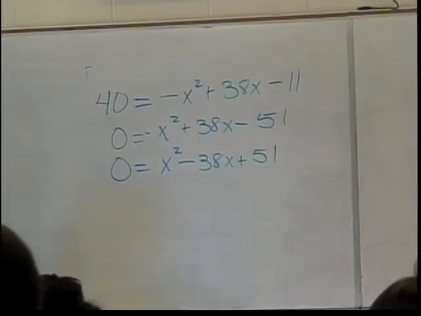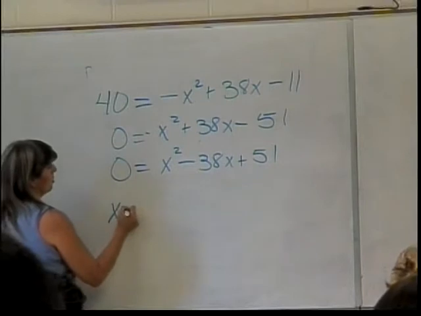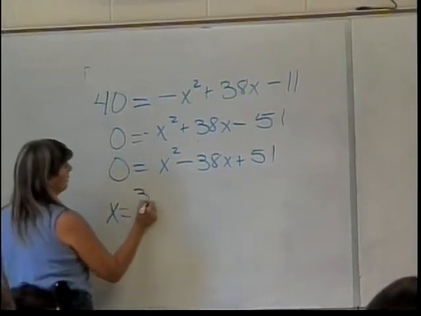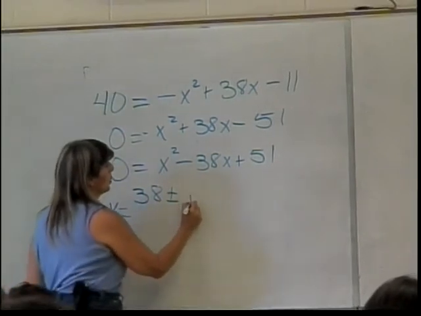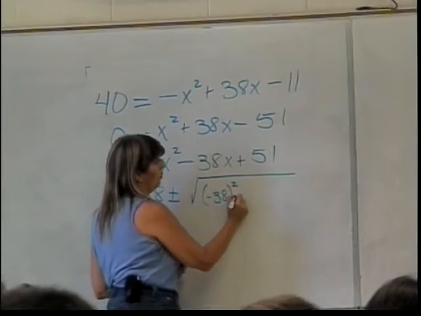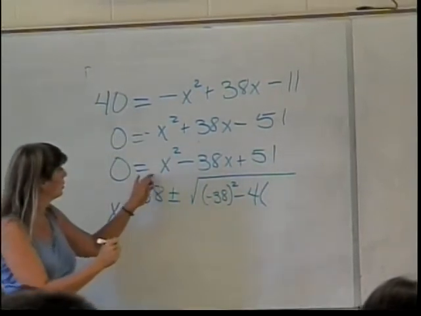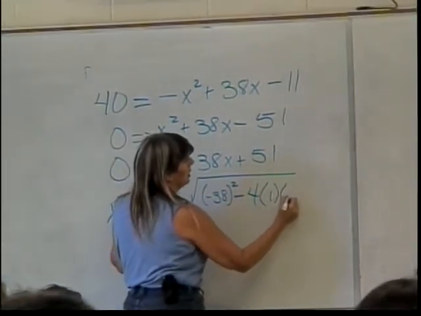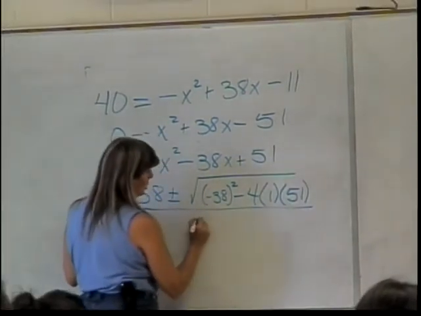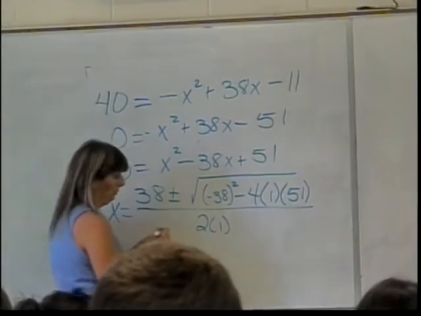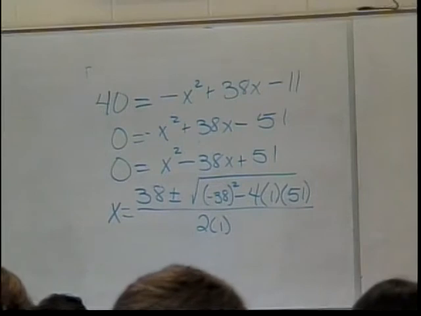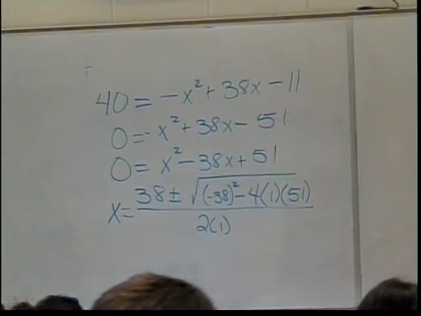So I will have x equals negative b, which would become what? 38. Plus or minus the square root of b squared, so negative 38 squared minus 4 times a, which is 1, times c, which is 51. And all of that is divided by 2 times a, which is 1. Now I pull out my calculator. Calculators are our friends.